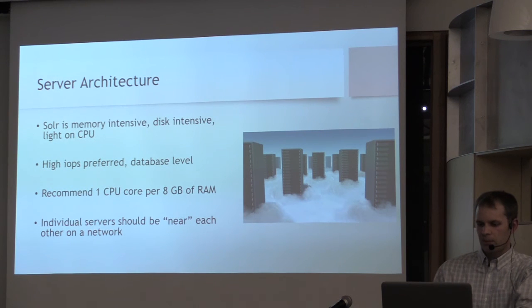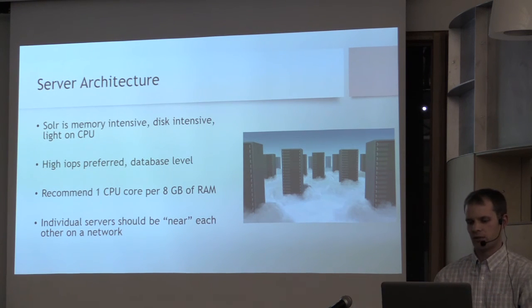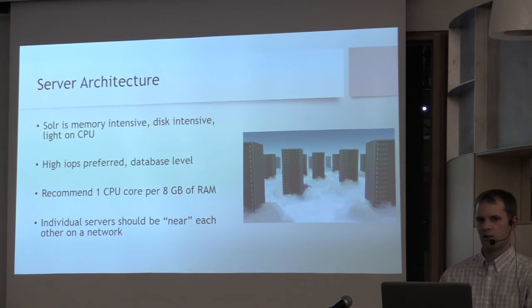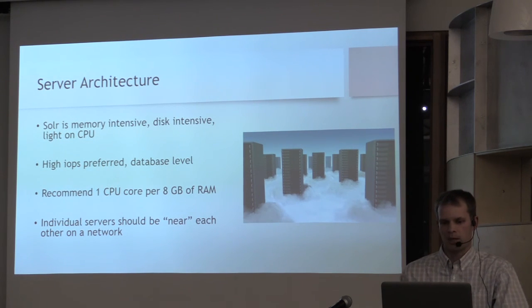The ratio of CPU to RAM. One CPU core per 8 gigabytes of RAM is generally a good ratio. So if you get a 32 gig RAM machine, you only really need 4 cores. You don't need 8. So if you can configure it that way, maybe save a few dollars.